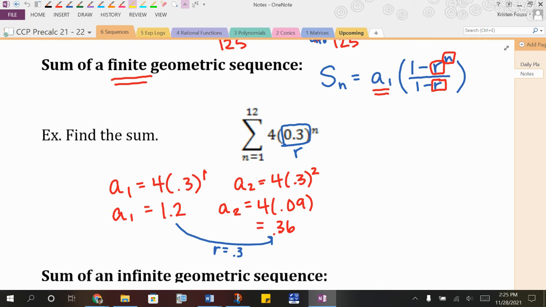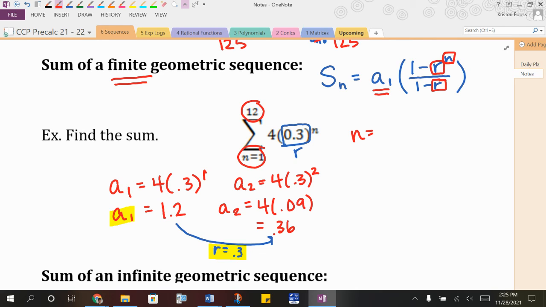We need to know a1, we need to know r, and we also need to know n. How many terms are there? So I can look at that in my sigma also. If we are going to be plugging in the numbers from 1 to 12, then n equals 12. But again, I don't want you to assume things. Just because the top is 12 does not mean that there are 12 terms, because if the bottom was something else, that would adjust the number of terms.